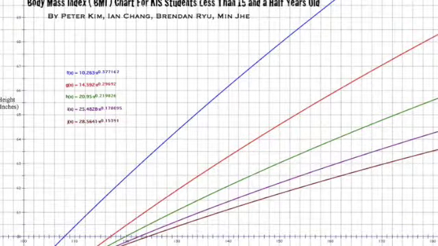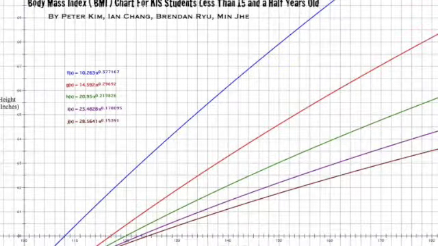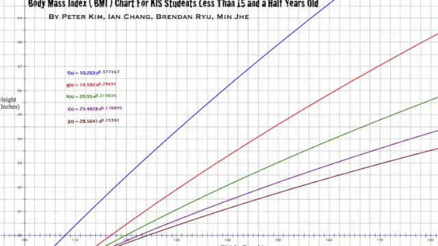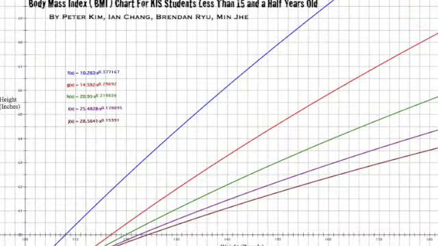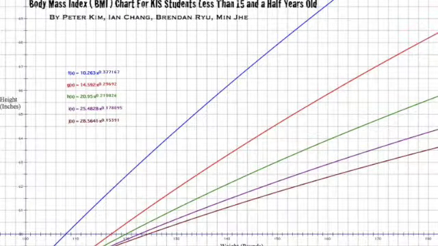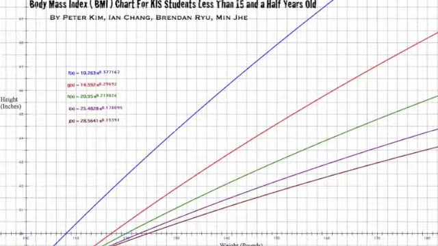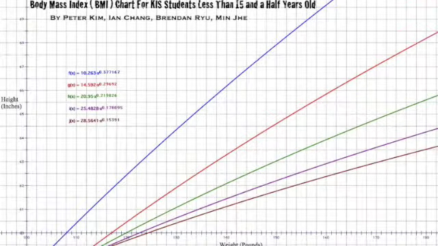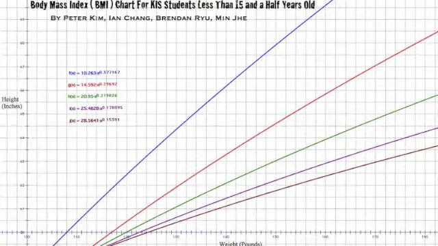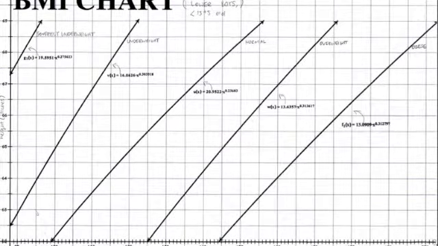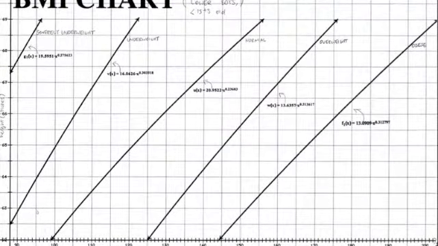For boys aged 13 to 15 years and 6 months, there's a huge difference between the actual data of Block C and Block A. For example, in Block A, underweight at 159 centimeters is 53 kilograms, but for Block C, underweight at 159 centimeters is 40 kilograms.